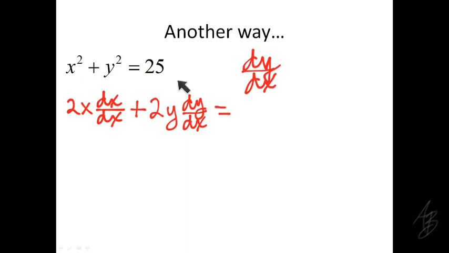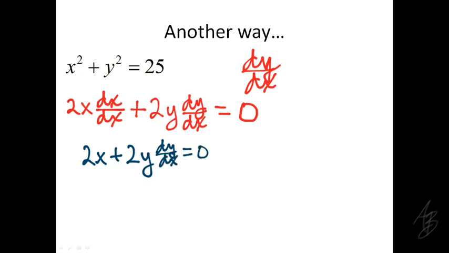And then we have to differentiate this term here, the 25. The derivative of any constant is 0. We could say that we're differentiating with respect to any variable really, and it's still going to be 0. So, like we said, this dx here is going to be 1. So what we have is 2x plus 2y dy/dx is equal to 0.